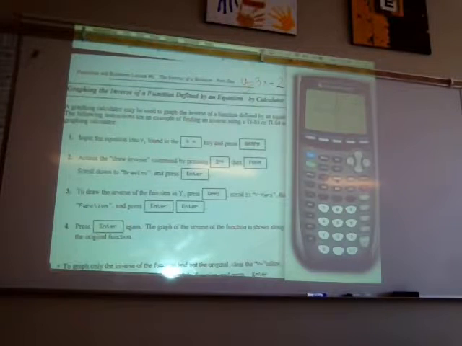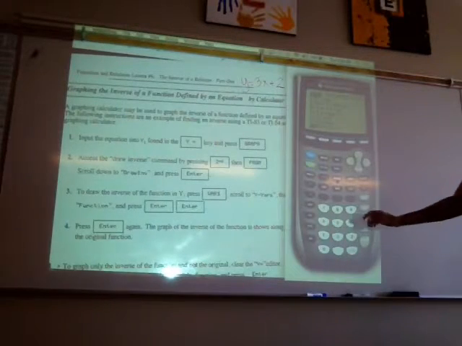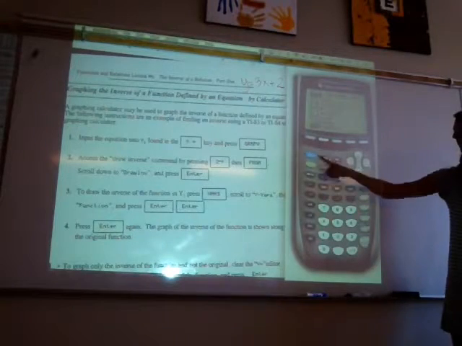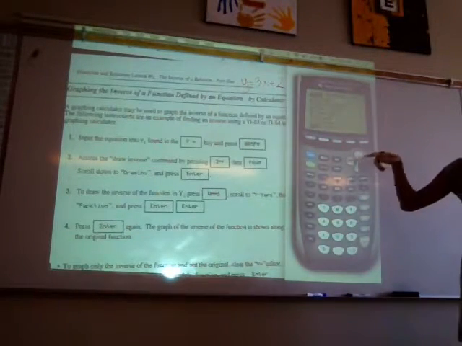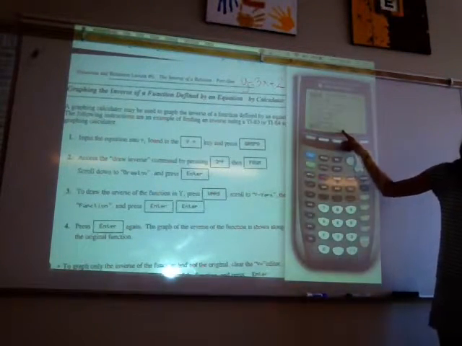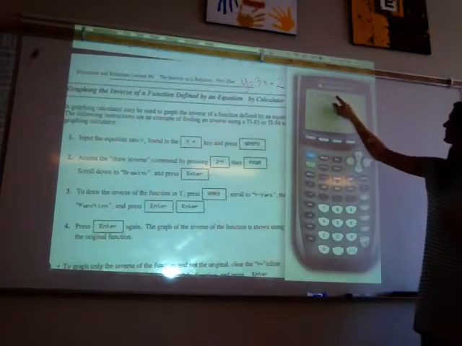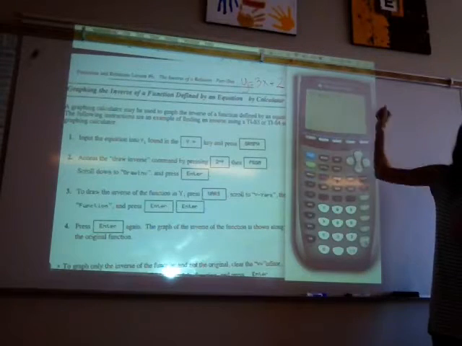You're going to press second and then program. And then you're going to go down and scroll until you see draw inverse, which should be number 8. Program is this button right here. So go second and then program, and then scroll down until you get to number 8, draw inverse. Press enter, and don't press enter again, just the once. Then on your screen you should get draw inverse and this little blinky cursor.